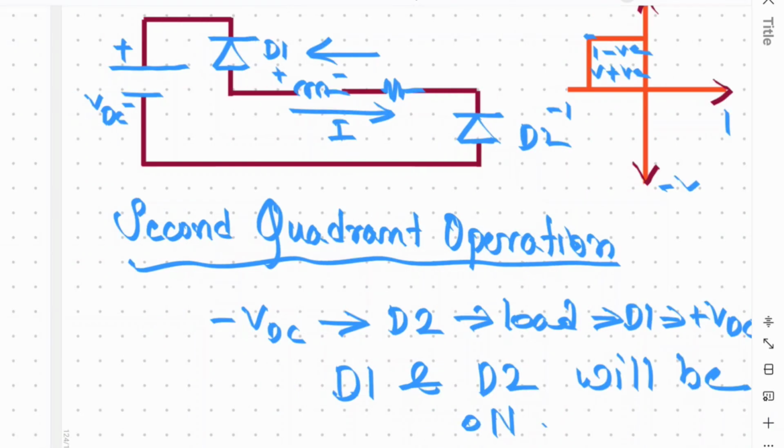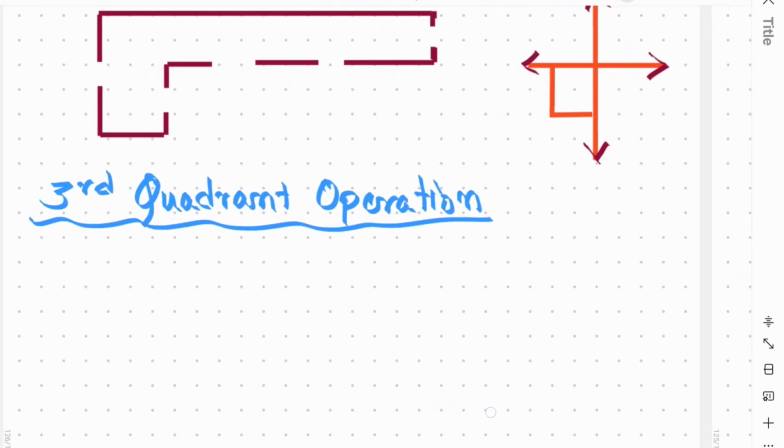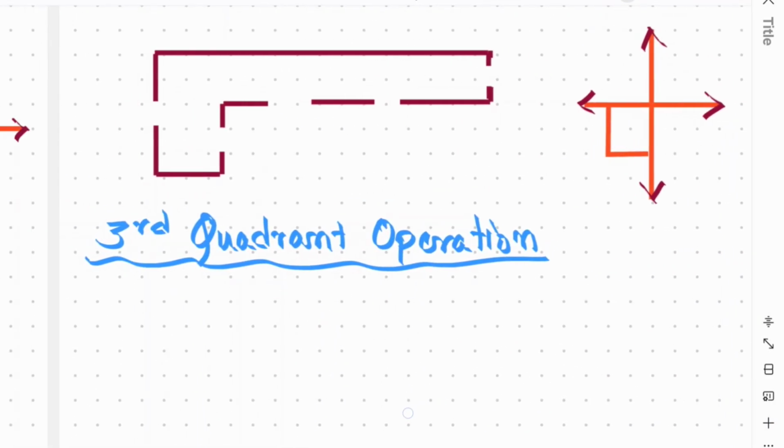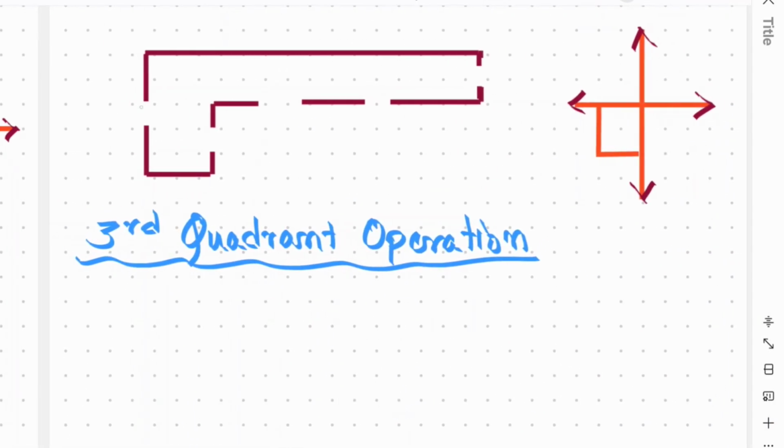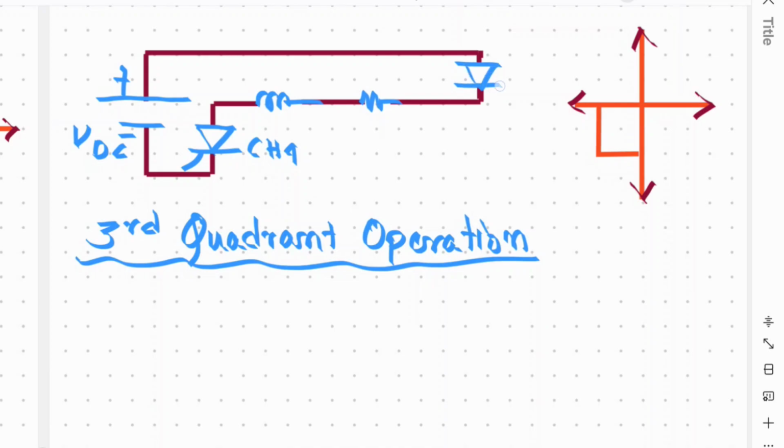Now let's understand the third quadrant operation. In the case of the third quadrant operation, let's see the circuit configuration. So here is the DC source, VDC, positive, negative. This is chopper 4, that inductor, resistor. This is chopper 3. So this is the circuit configuration for the third quadrant operation.